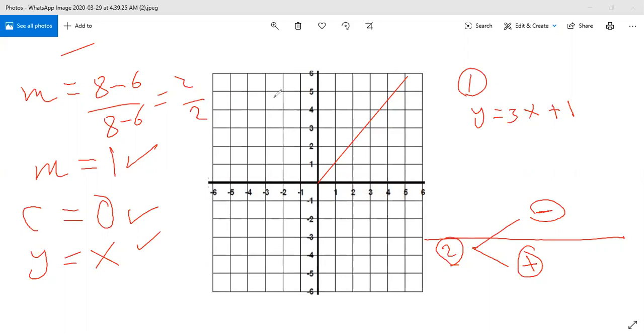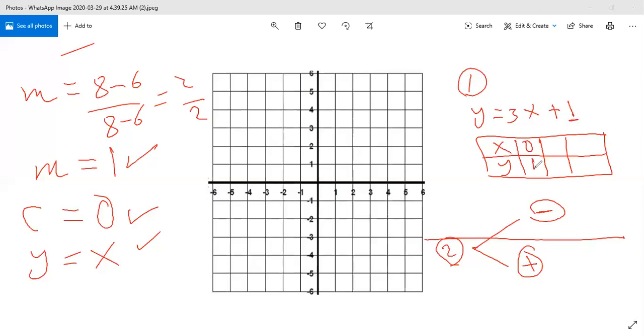Number 1, how to draw the equation of the straight line y equals 3x plus 1. Step number 1, I'll form a small table. I'll put in it any 3 values for the variable x, and I'll substitute these values to find the corresponding values of y. For example, let's put x equals 0. Substituting x equals 0, it will be 3 multiplied by 0, which equals 0, plus 1, it's 1.